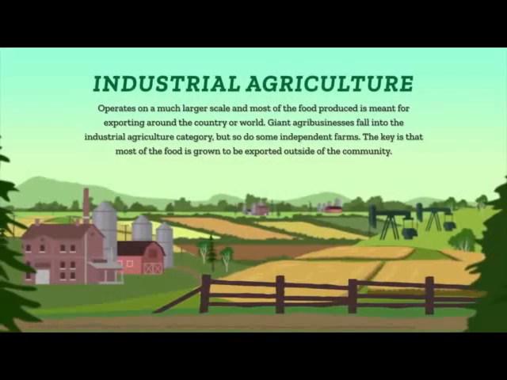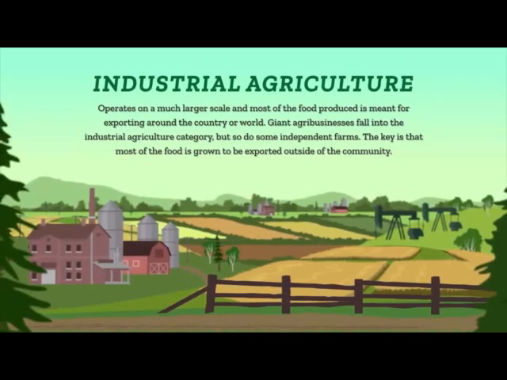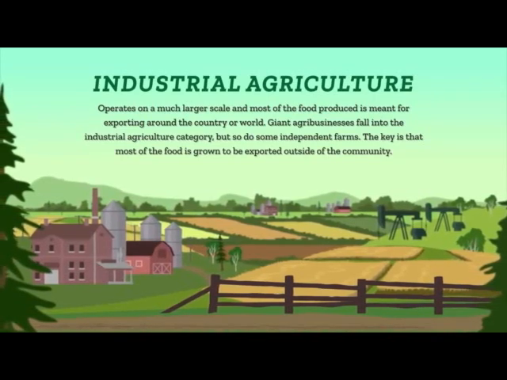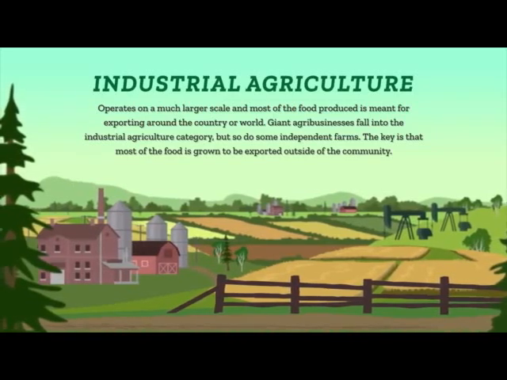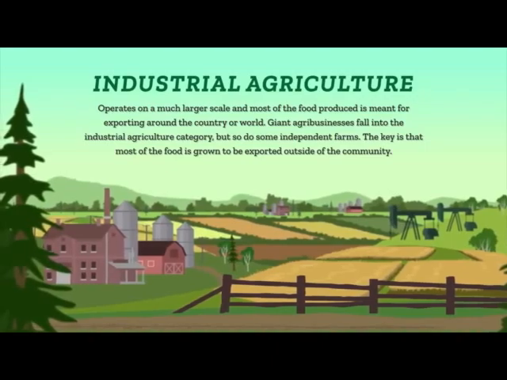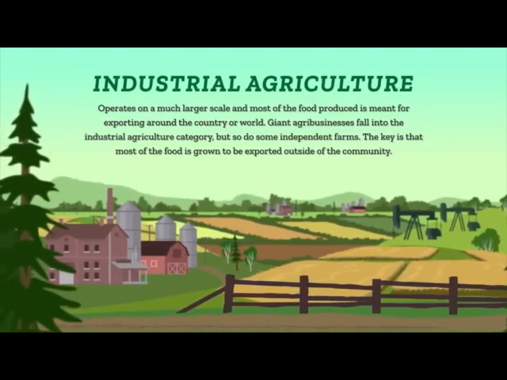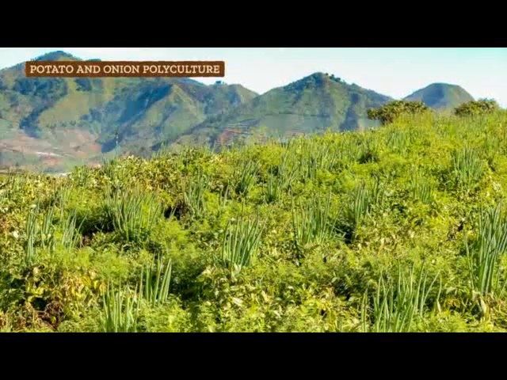But industrial agriculture operates on a much larger scale, and most of the food produced is meant for exporting around the country or world. This is a really big category. The giant agribusinesses we discussed in episode 41 fall into the industrial agriculture category, but so do some independent farms. The key is that most of the food is grown to be exported outside of the community. Within these different scales, we can find more categories to compare different systems.